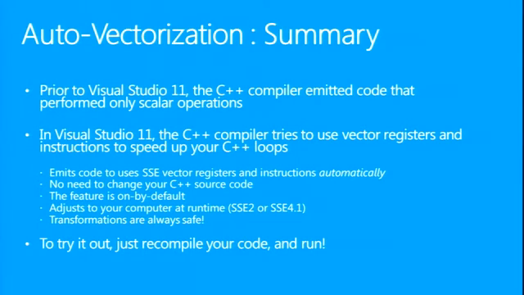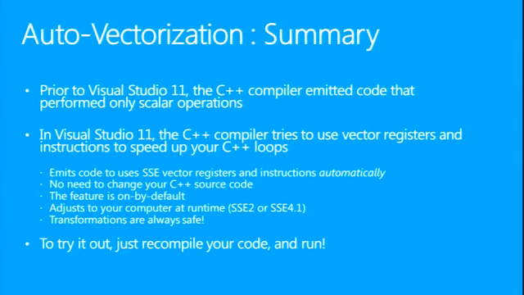Let's summarise auto-vectorisation then. As I've said, prior to Visual Studio 11, the C++ native compiler emitted code that performed only scalar operations. So that means it was either using the general purpose registers for integer calculations, or for floating point calculations it used the old x87 stack floating point engine. However, it wholly ignored the vector registers that were already in the chip.